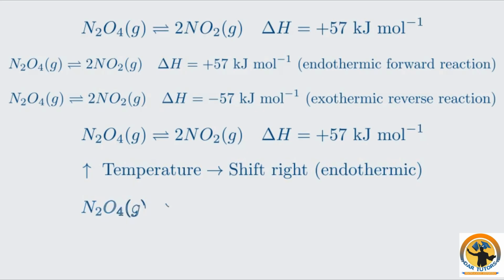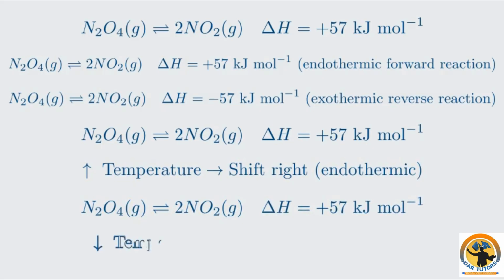Conversely, a decrease in temperature will favor the exothermic direction, which is the reverse reaction. The equilibrium will shift to the left, producing more colorless N2O4, and the gas mixture will become lighter. This is a classic demonstration in chemistry, where you can observe the color change by placing the mixture in a hot water bath and then an ice bath, as shown in figure R289 in your notes.